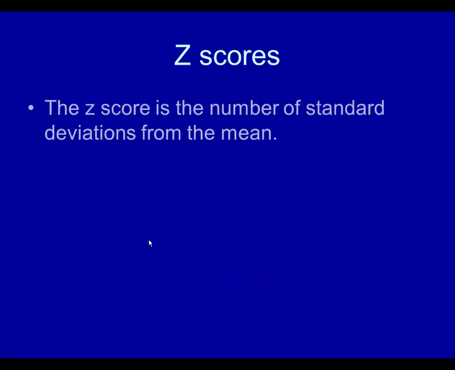The z-score is the number of standard deviations from the mean. Using the example of the IQ test, if you have an IQ of 100, your z-score is 0. If you have an IQ of 115, your z-score is 1, because you are 1 standard deviation above the mean.